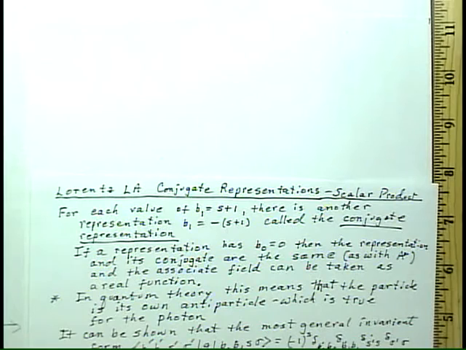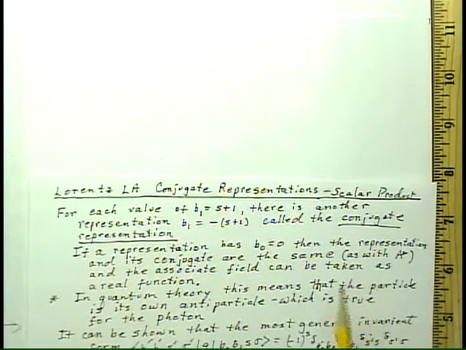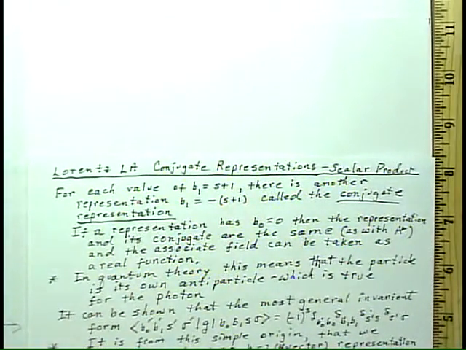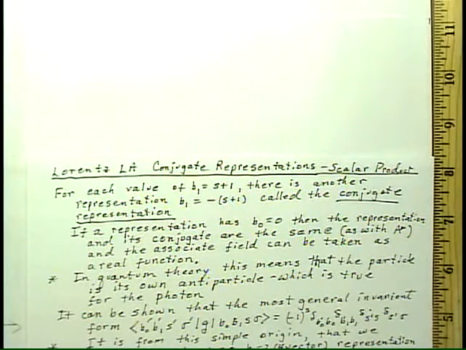The interpretation of this in quantum theory, if B0 is equal to 0, or if B1 is equal to 0, is that the representation and the conjugate are the same. And it turns out that in that case, the associated field can be taken as a real function. And in quantum theory, this means that the particle is the same as its antiparticle, which, for example, is true of the photon.